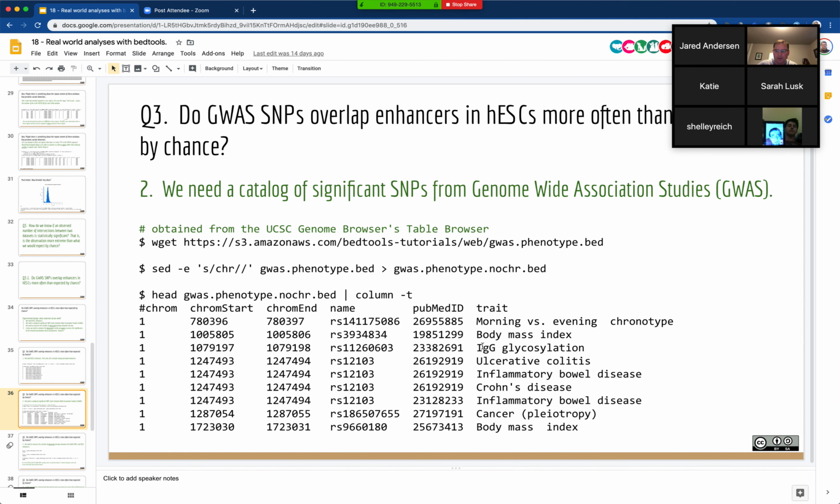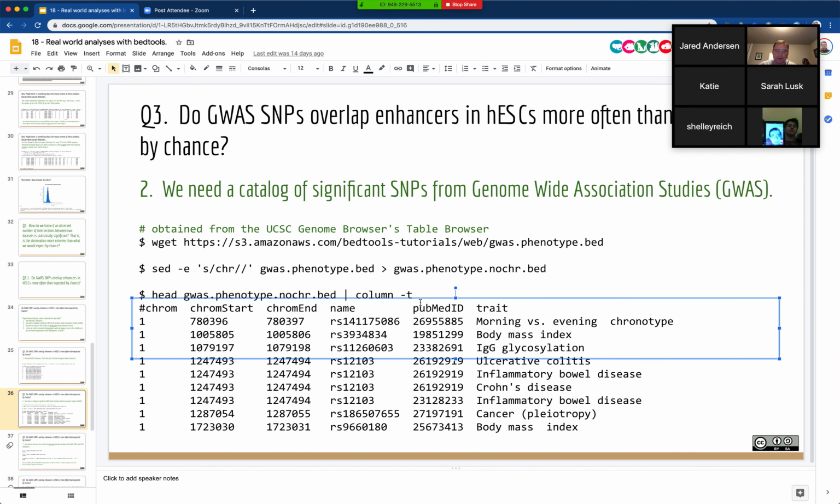We could also embellish this by building upon the bed file that we have and get one that lists phenotypes. This is another file that we could download, and instead of just having the chromosome, start and end position, as well as the ID for each SNP, we can get a PubMed ID associated with the paper that describes the association, in this case between this SNP and whether you're a morning or a night person, or this one, which is correlated with BMI and other things. So if you want to use that, you can.